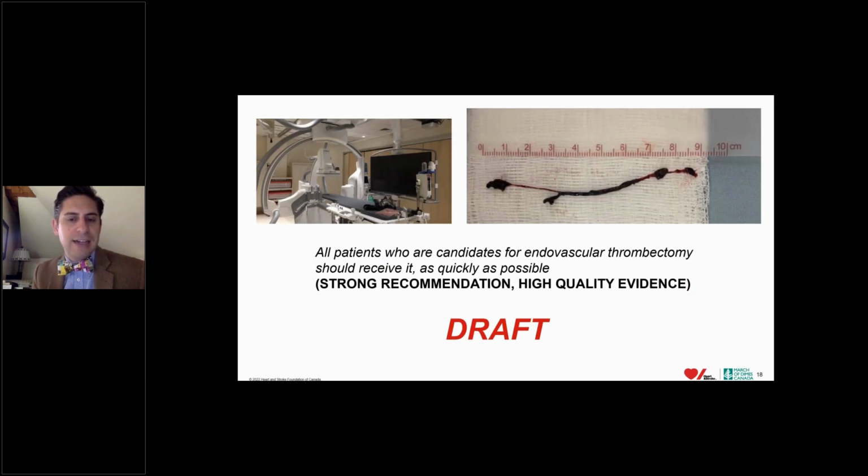This is an example of the kind of recommendation that we would make for thrombectomy. Here you see the thrombectomy suite, the specialized operating room in which we do the procedure. And then here's an example of a blood clot that was pulled out of a patient's brain. All patients who are candidates for endovascular thrombectomy should receive it as quickly as possible. Strong recommendation, high quality evidence.